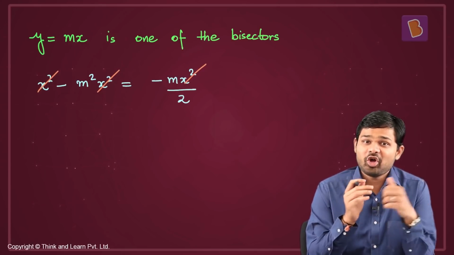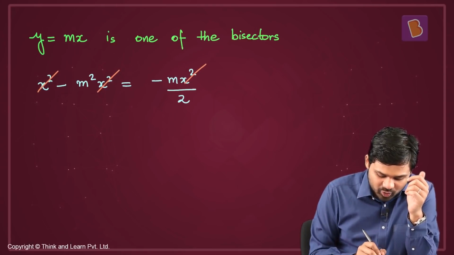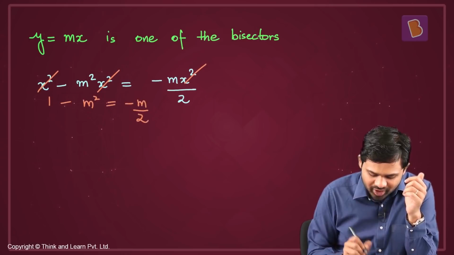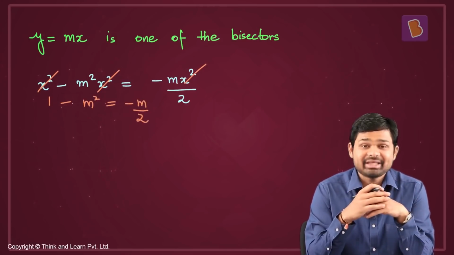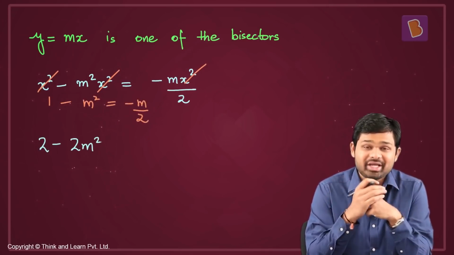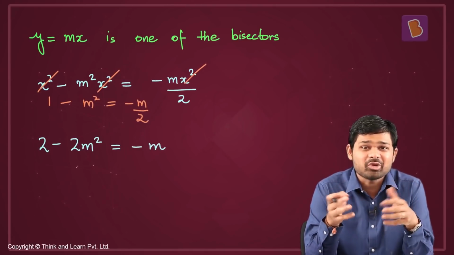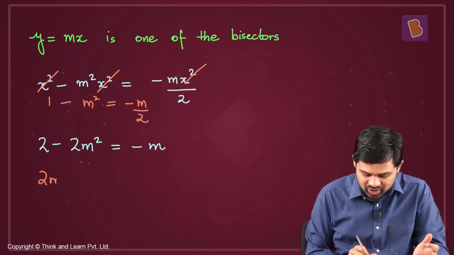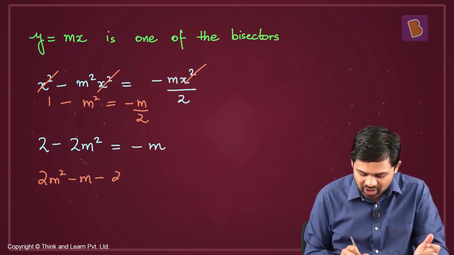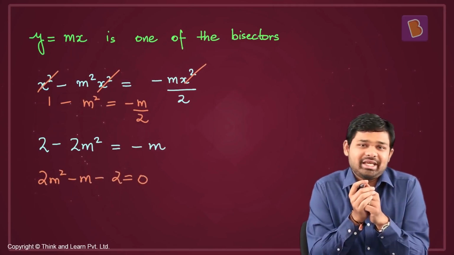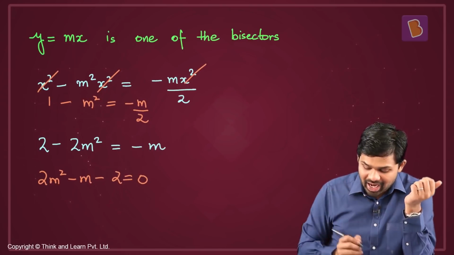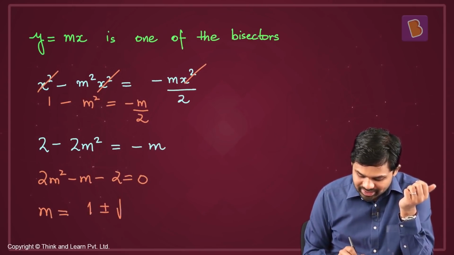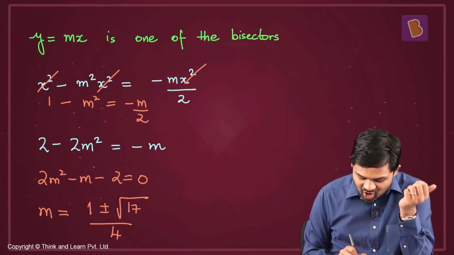So I am cancelling out all the x square terms, so I will be left with 1 minus m square equal to negative m over 2. If I simplify that, I get 2 minus 2m square is negative m. It's a quadratic equation. If you solve it, you will get 2m square minus m minus 2 equal to 0. Solve this quadratic equation using the quadratic formula and you will get the value of m to be equal to 1 plus or minus under root 17 divided by 4.